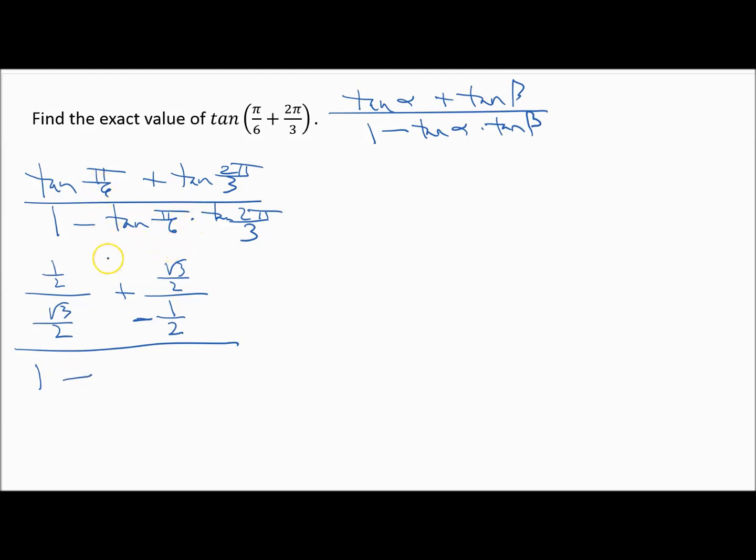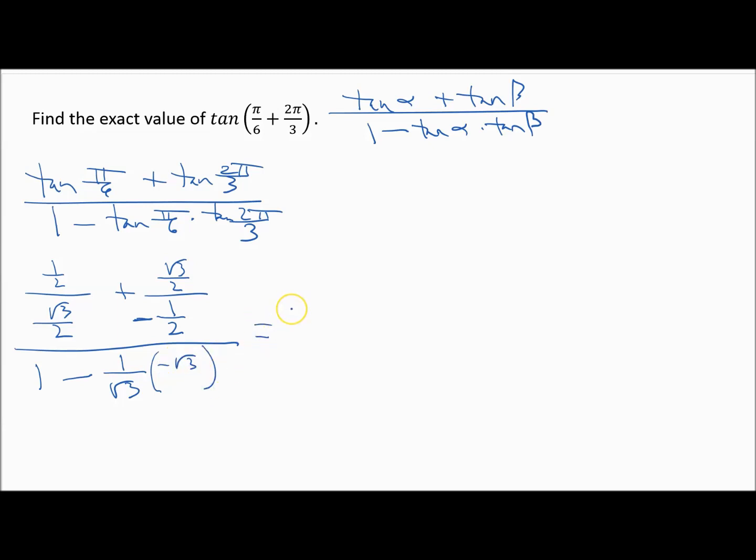Now, tangent of pi over 6 we've already calculated right here. If you want to go ahead and invert that and multiply, you would get 1 over the square root of 3, because the 2's would cancel, times tangent of 2 pi over 3. Again, we've already calculated that here. You can flip that and multiply. The 2's cancel, but the negative doesn't. So that's negative square root of 3.